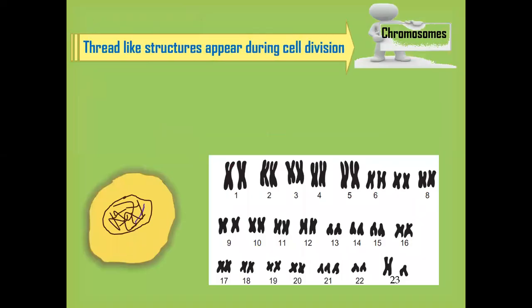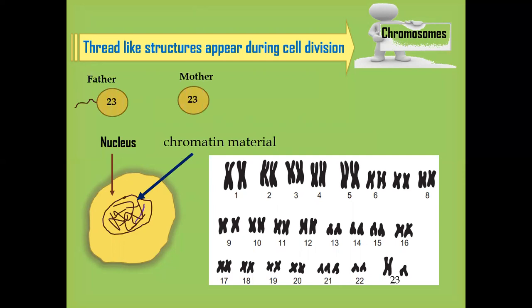If you talk about the chromosome, these are thread-like structures that appear during cell division. These thread-like structures are present in the nucleus. When the cell is not dividing, they look like chromatin material. But when the cell is dividing, they appear as 23 pairs of homologous chromosomes. These 23 pairs consist of a half set of 23 that came from the father, while the other half set of 23 comes from the mother.